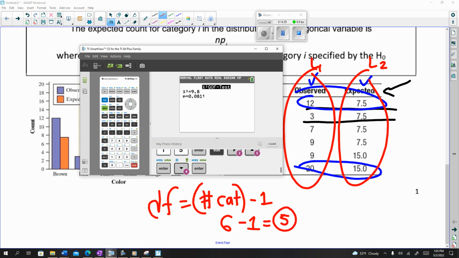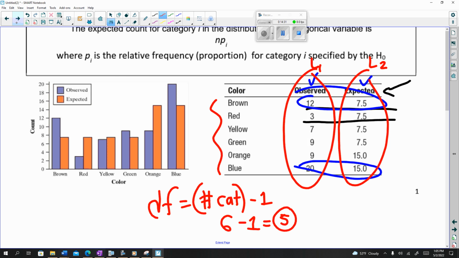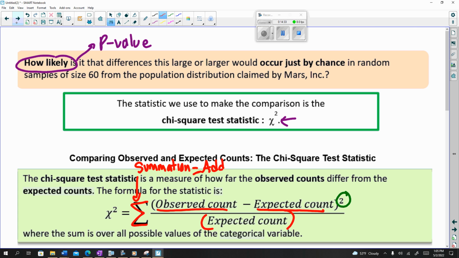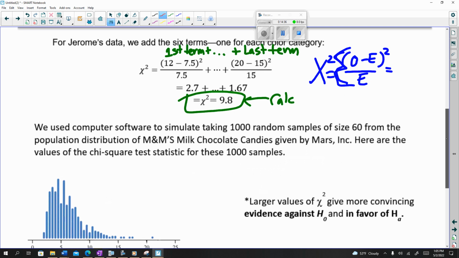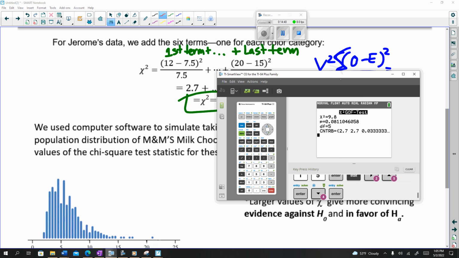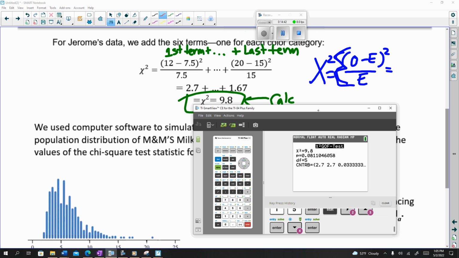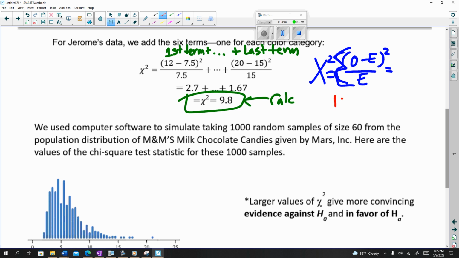I'll hit calculate first. And then it's going to give me my chi-square test statistic on the top, and then it's going to give me my p-value underneath it. Okay. So if you look down here, notice this matches: the chi-square test statistic is 9.8, and that's what they got, 9.8. And then they got a p-value of 0.081. So let me write that down.